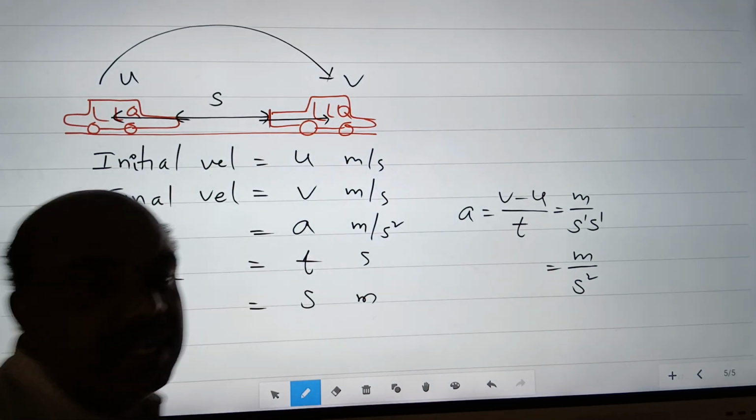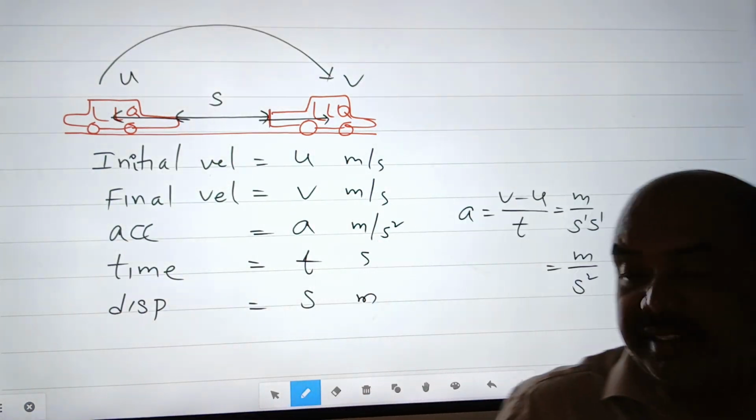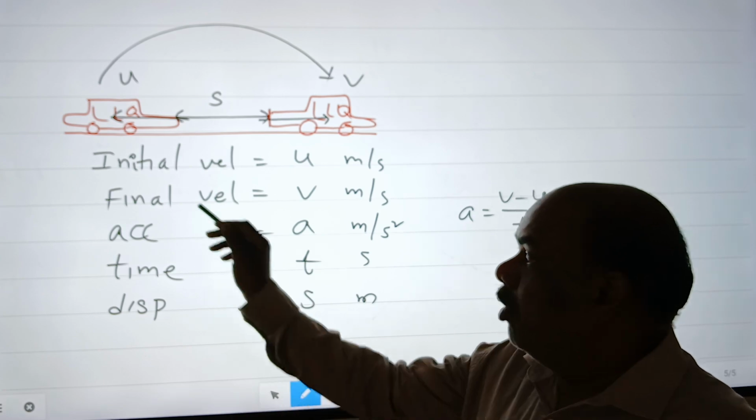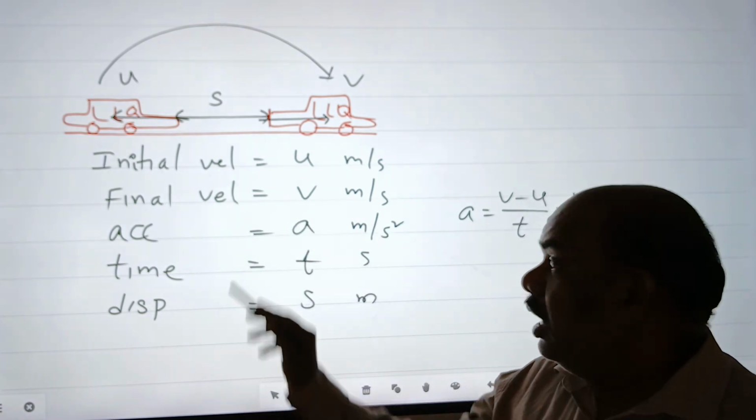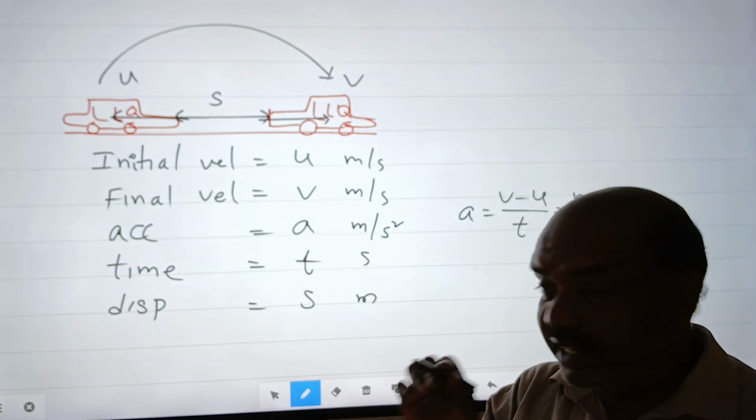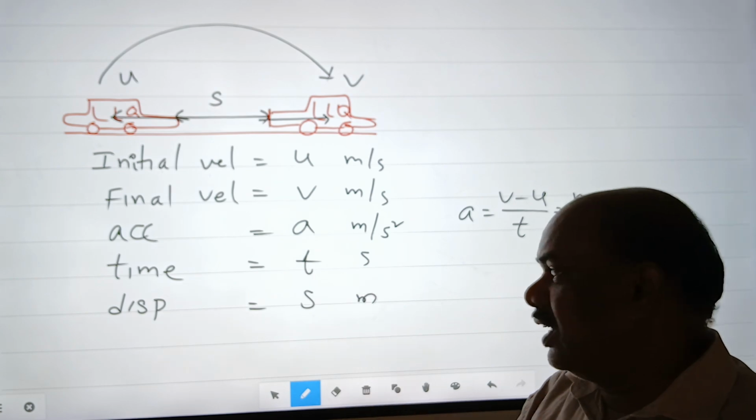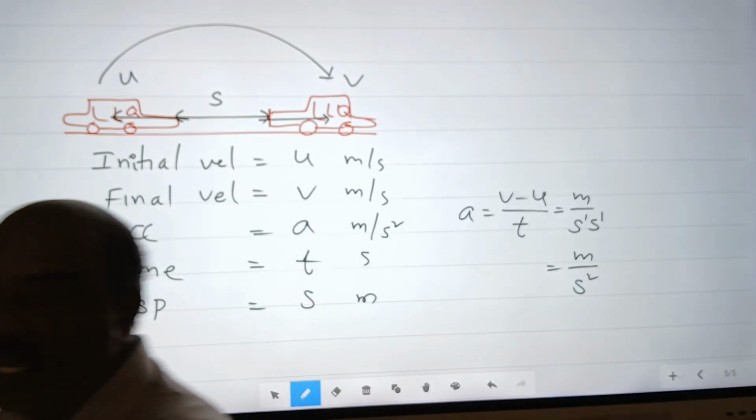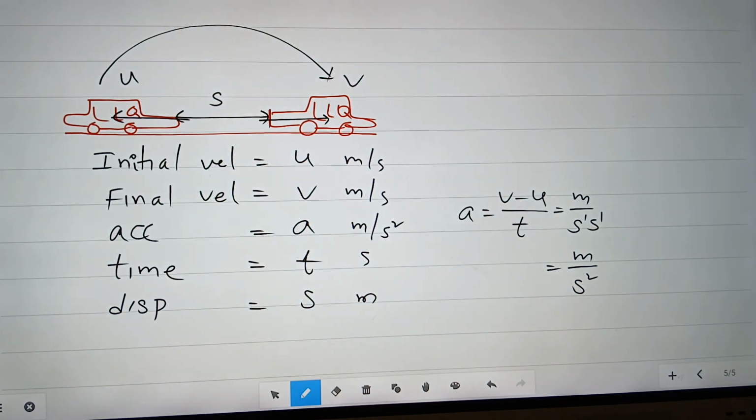These are the terminology we are going to use in kinematics. Once again, initial velocity of the car is u meter per second. Final velocity v meter per second. Acceleration is a meter per second square. Time is t second. Displacement s meter. These are the terminology we are going to use in kinematics. Please note down up to here.